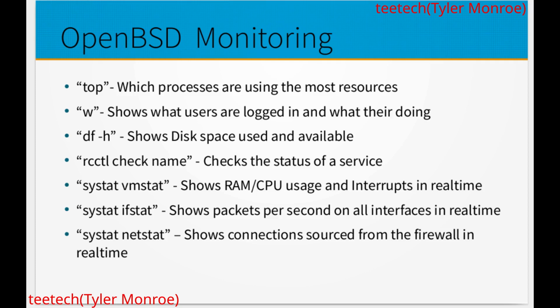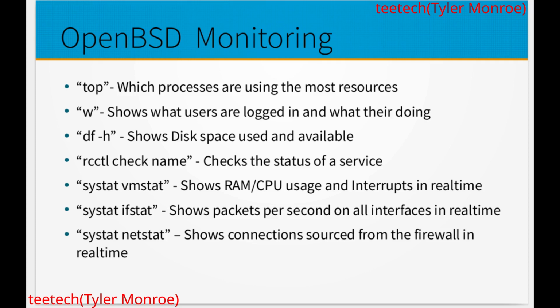So, next we would use df -h, and that is a space -h, by the way. That shows the disk space used and available, so things like log files take up space. As we talked about, installing packages takes up space. It's a good way to just see how much space you have left. The next thing would be rcctl check and then name. Name is whatever service, like dhcpd or sshd, and that just checks to make sure it's running.